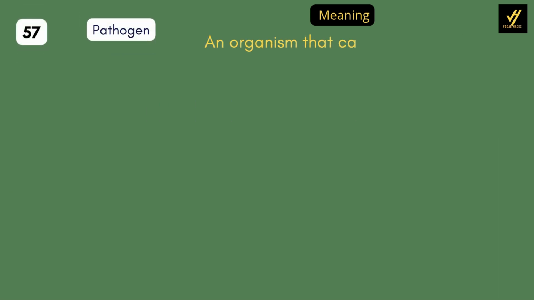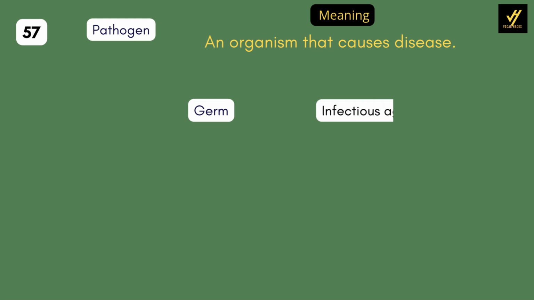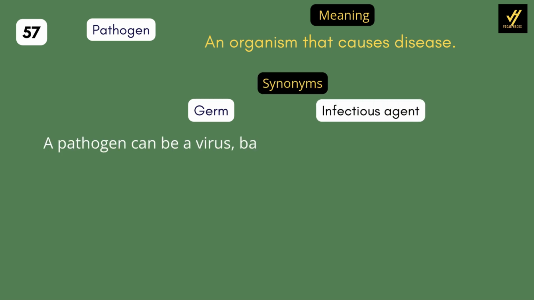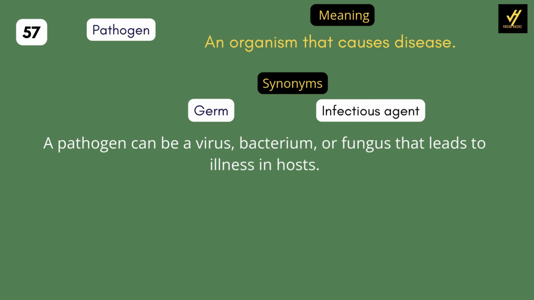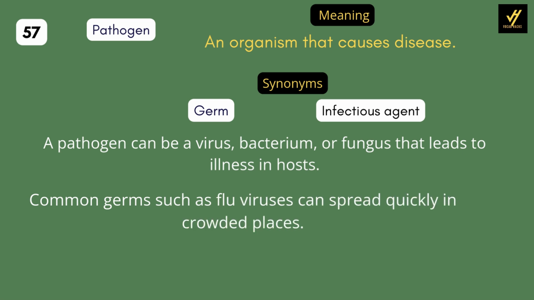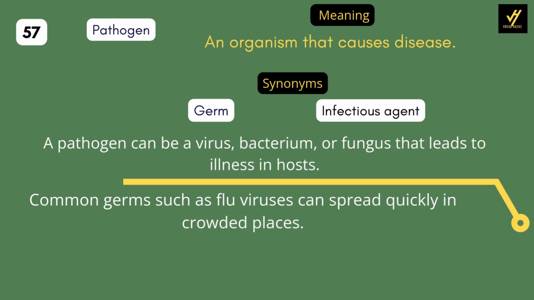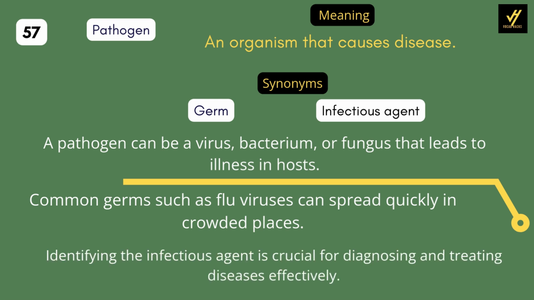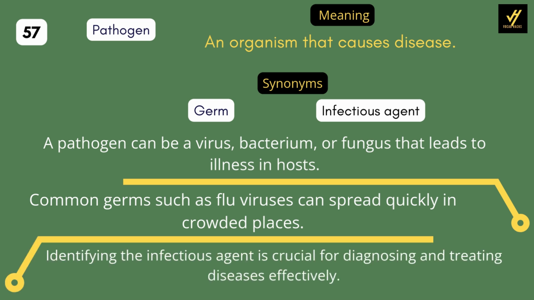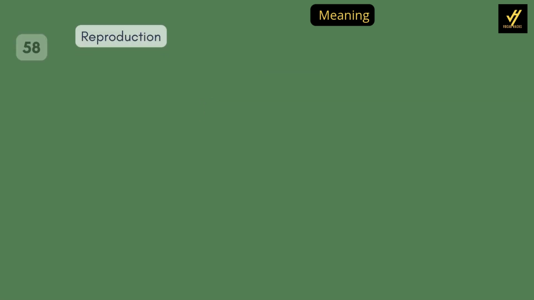Pathogen, an organism that causes disease. Germ, infectious agent. A pathogen can be a virus, bacterium, or fungus that leads to illness in hosts. Common germs such as flu viruses can spread quickly in crowded places. Identifying the infectious agent is crucial for diagnosing and treating diseases effectively.